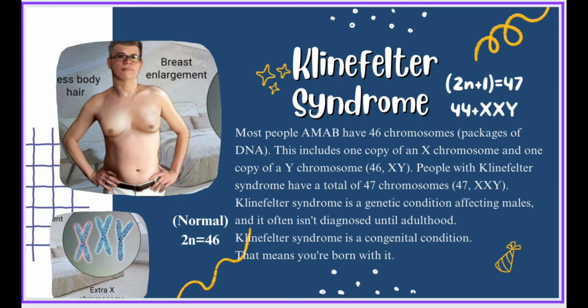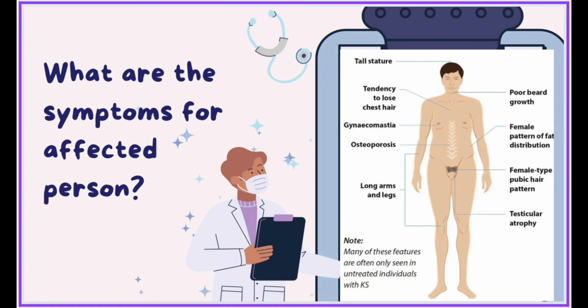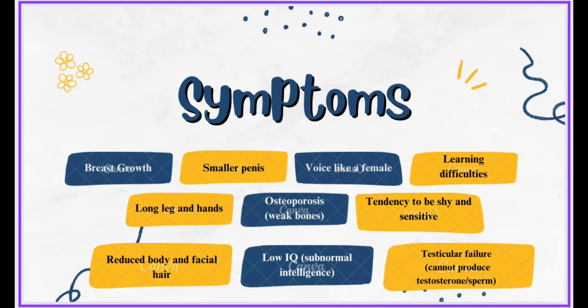Klinefelter syndrome is a genetic condition affecting males, and it often isn't diagnosed until adulthood. It is a lifetime syndrome. What are the symptoms that affect this person? People with Klinefelter syndrome usually look tall and have small breasts, and their voice is also more like a female voice. They will have a smaller penis and long legs and hands, and they will also face osteoporosis, which we call weak bones, and maybe some people also face weak muscles.